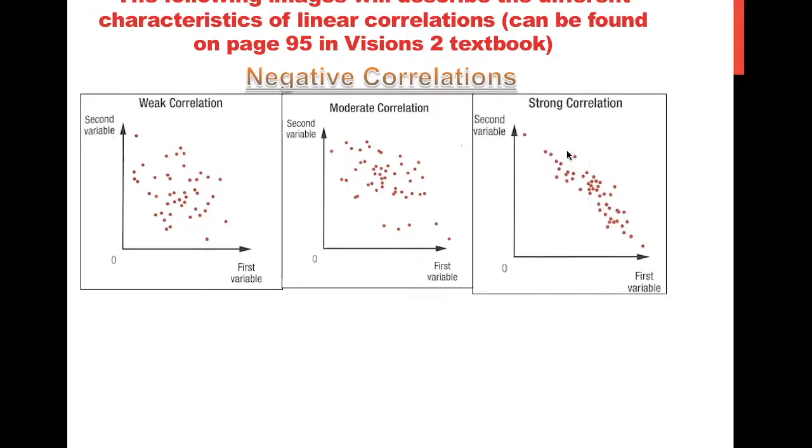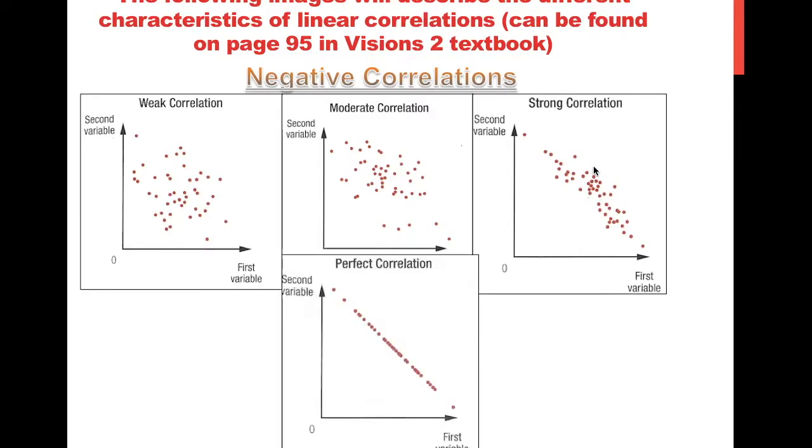Now you'll notice that the points in this plot are a lot closer together than the other two that we've seen. So we can say that it's a negative strong correlation. Finally, if all the dots form a perfectly straight line just like this, it is a perfect negative correlation.